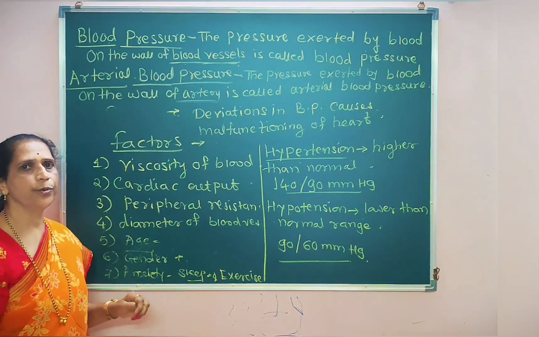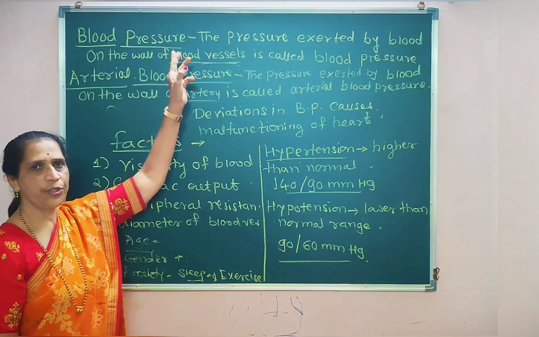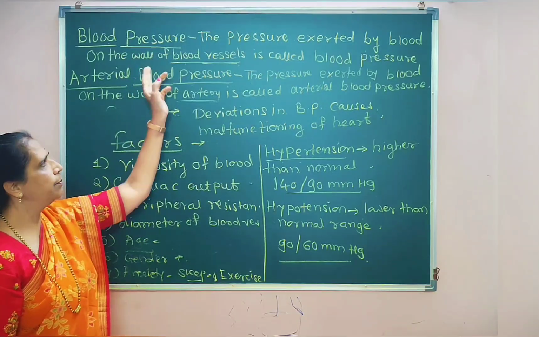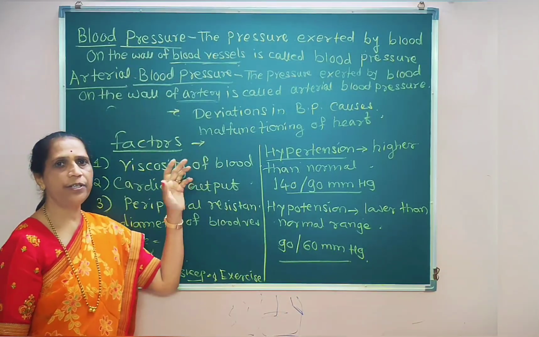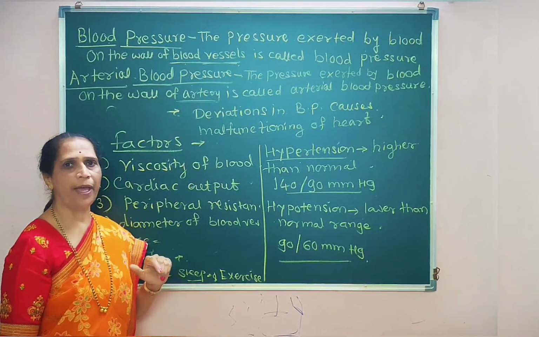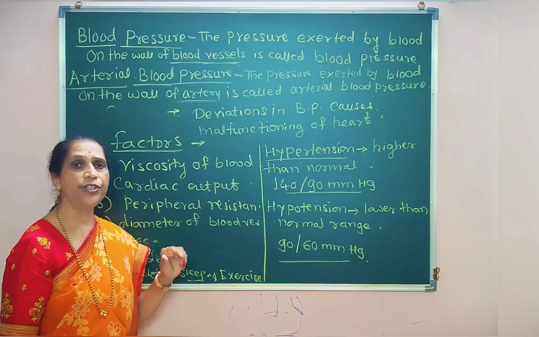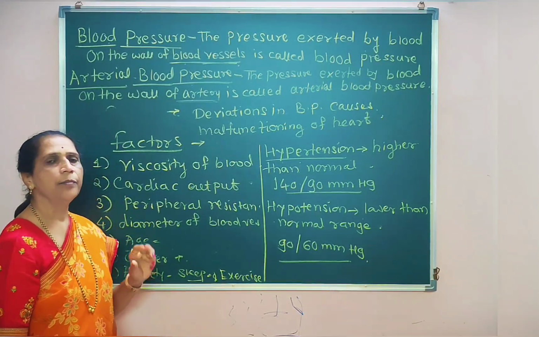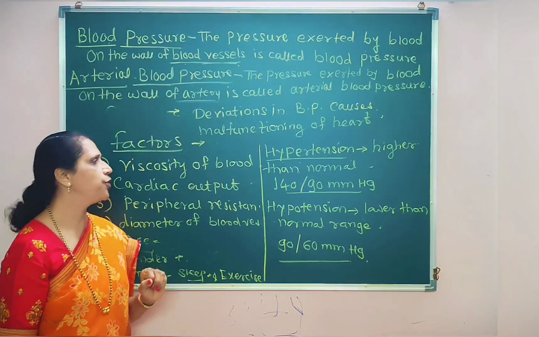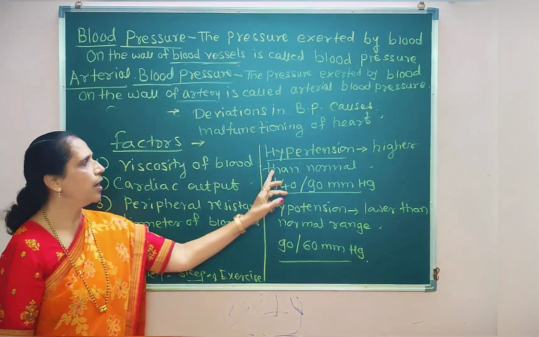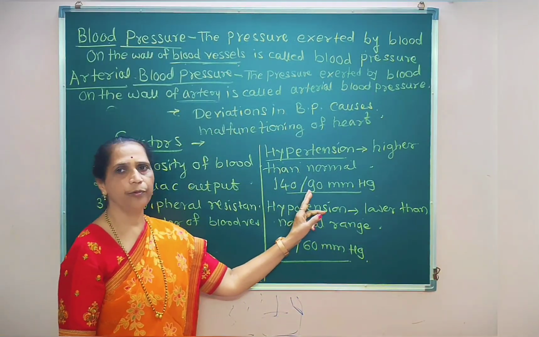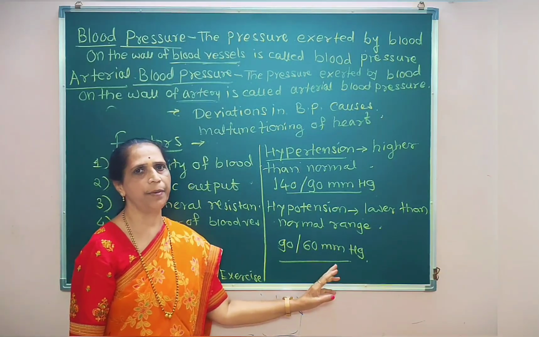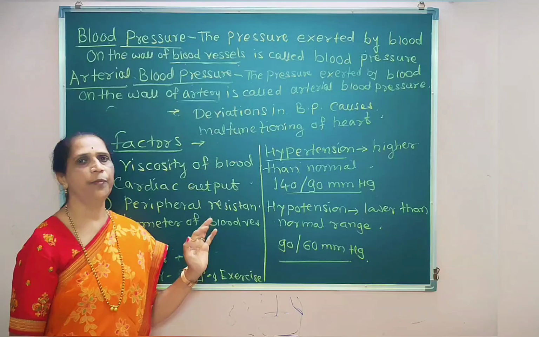So in this lecture we studied what blood pressure is. Definitions are important: arterial blood pressure and blood pressure. Blood pressure is measured by the instrument sphygmomanometer. The normal range in a healthy adult human is 120/80. Pulse pressure is 40 mm of Hg. Hypertension is 140/90 mm Hg, and hypotension is 90/60 mm Hg. So this is about blood pressure.